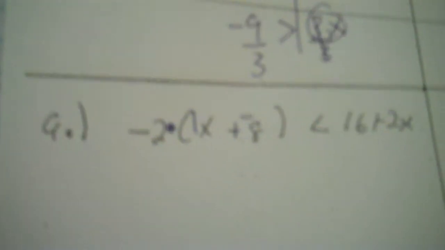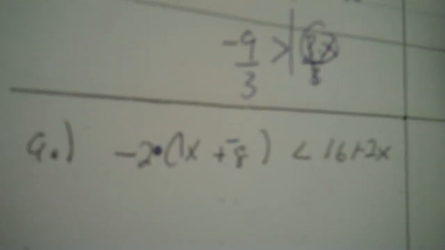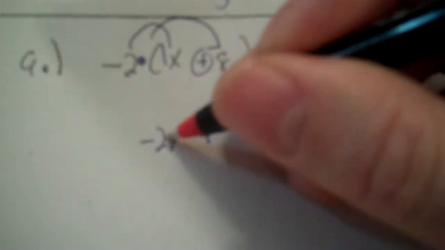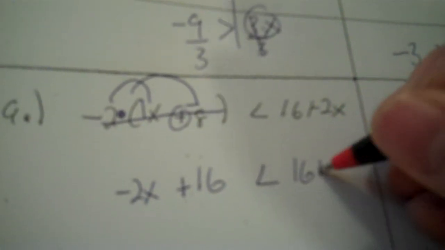Okay, number 9, we have negative 2 times the parentheses x, 1x minus 8 plus negative 8, and then less than 16 plus 2x. Well, I set up my symbol, but that parentheses has got to go. Okay, so I distribute, times 1x and times negative 8, so it's going to give us negative 2x and then positive 16. So you drop your plus and then you just put negative 2x plus 16. Then the number I multiplied and the parentheses are gone. We have 16 plus 2x.